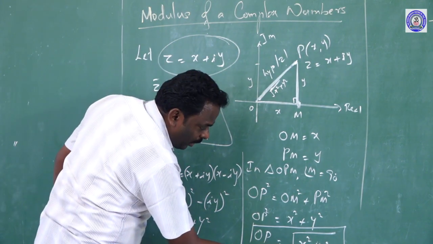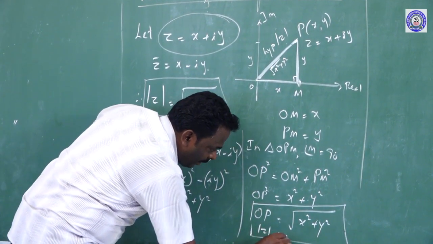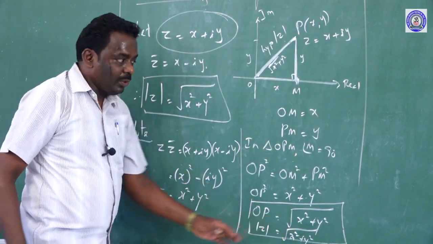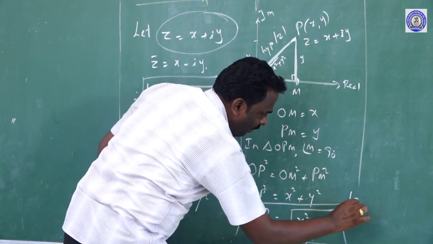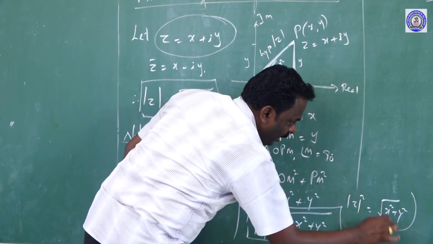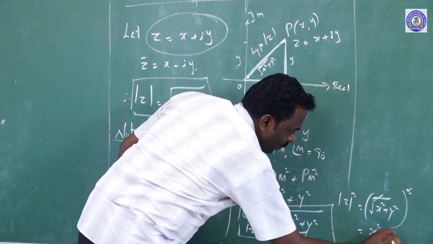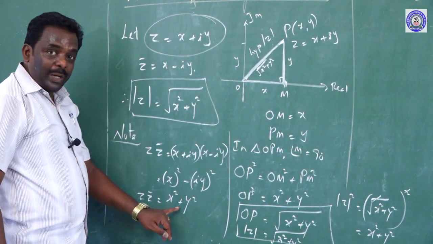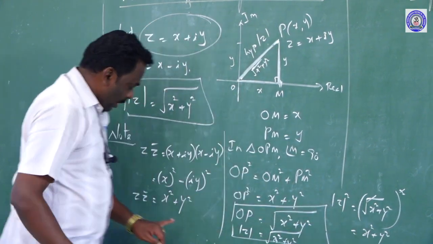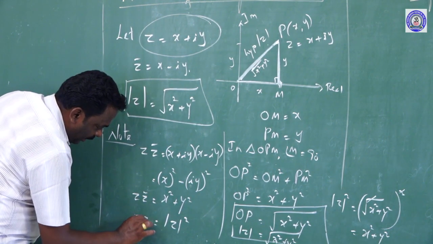So already we know the modulus of z is equal to the square root of x square plus y square. If you take the square on both sides, the modulus of z square is equal to the square root of x square plus y square, whole square. So now the square root will cancel, giving x square plus y square. Therefore x square plus y square is equal to the modulus of z whole square, that is equal to z into z bar.